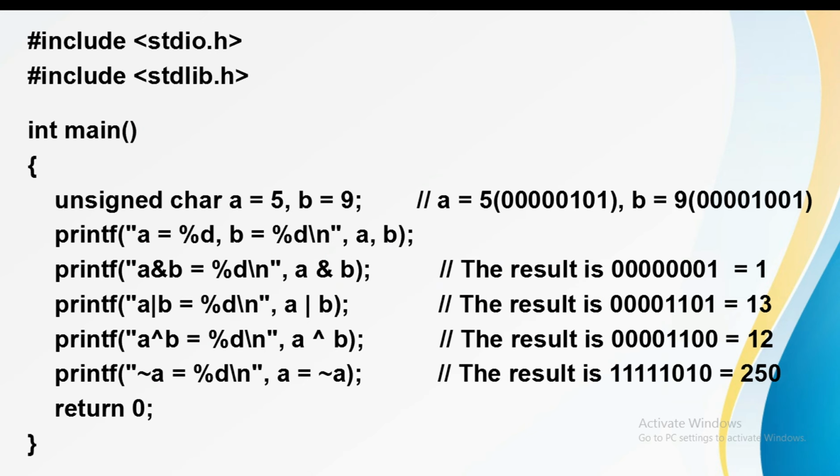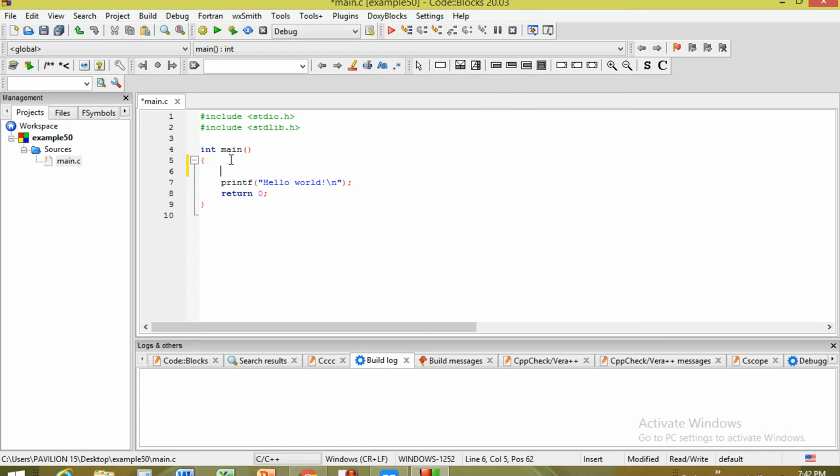So we will go to code block, we write this program, we get to understand more about bitwise operators. So we will start by declaring variable. So we say unsigned character A is equals to 5. We will use the example we are using. Then B is equals to 9, semicolon. We are using unsigned because we want to work with whole numbers.